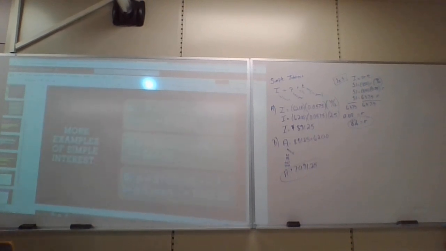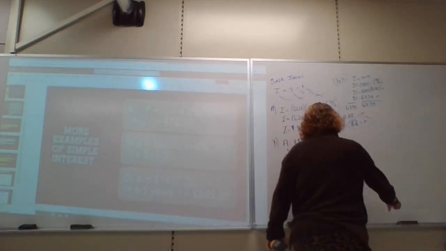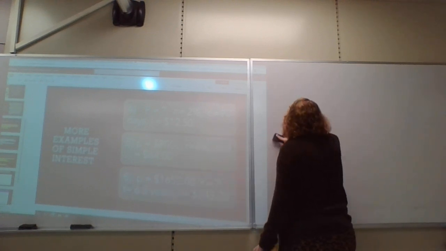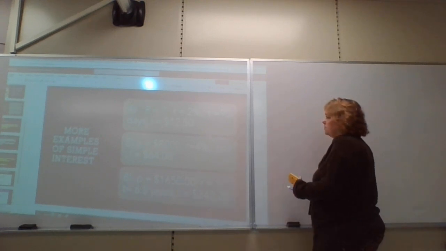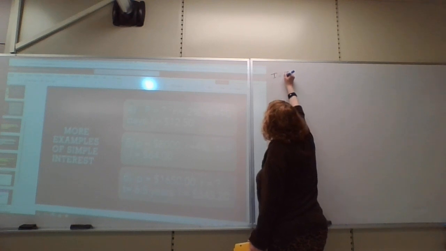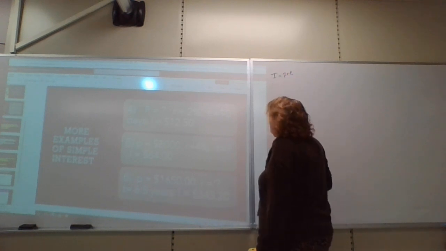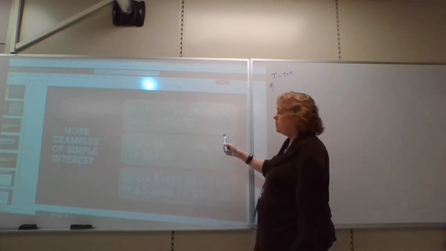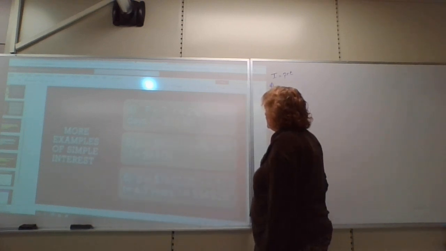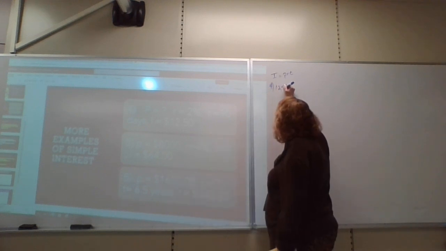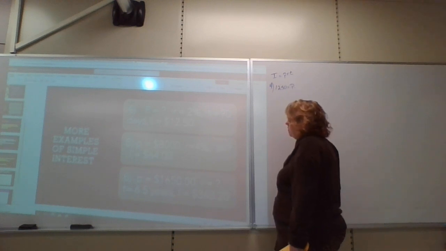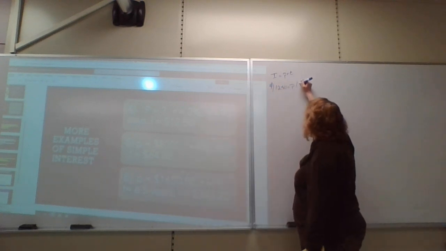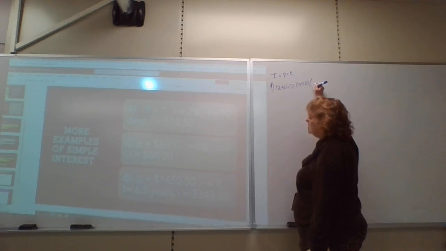Here are some more examples of simple interest. Hopefully you guys got these down, so I'm going to go ahead and erase them. I didn't have to erase the I equals PRT, but I'll write it again. I equals PRT. Number 4. So P is a question mark, so obviously we're looking for P, right? So what is my I? I is 1250. Equals P, because we don't know what it is, and my interest rate is 2%. We're going to change it to a decimal, so 0.02, and time is 90 days.